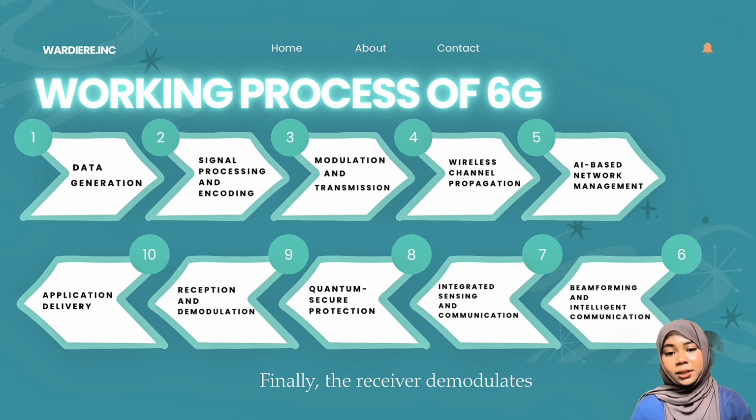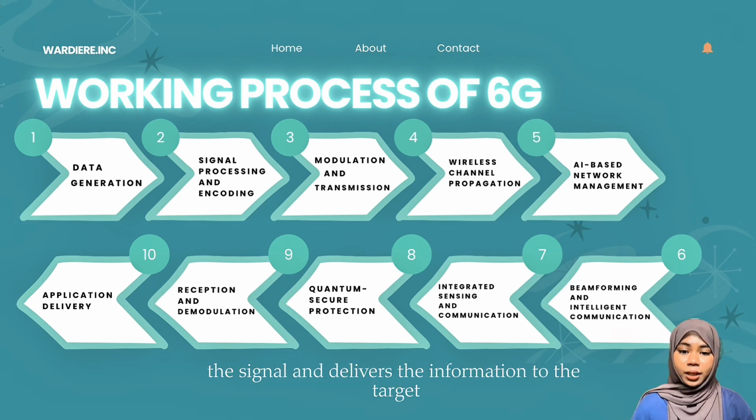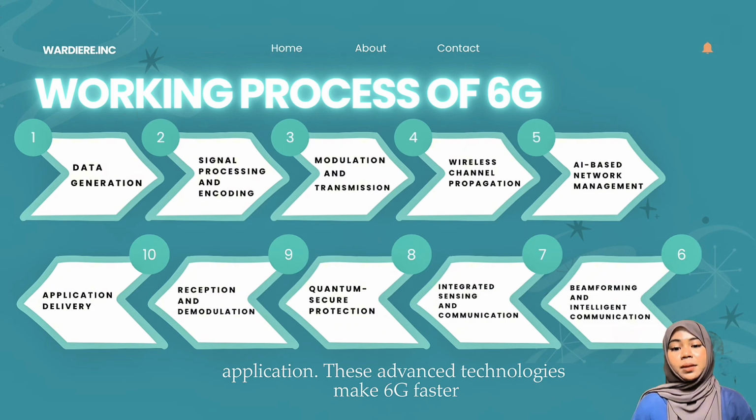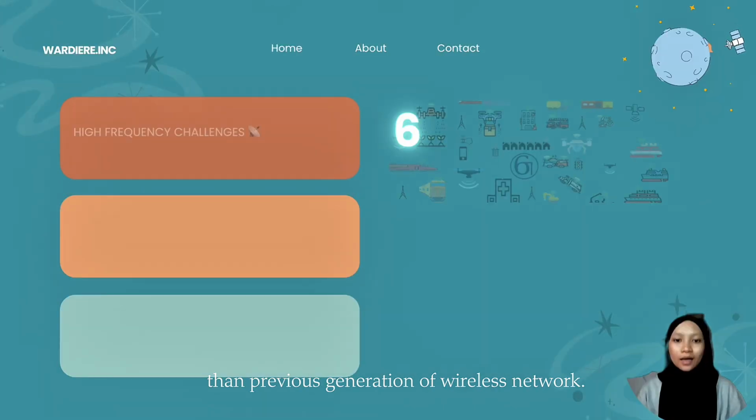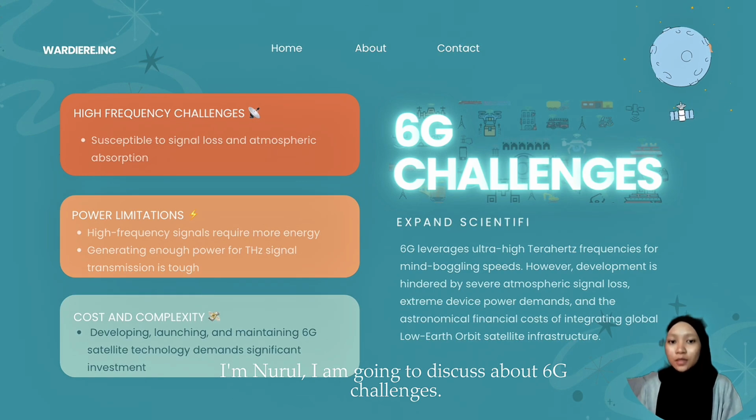Finally, the receiver demodulates the signal and delivers the information to the target application. These advanced technologies make 6G faster, more intelligent, and more secure than previous generations of wireless networks. I'm Nurul. I'm going to discuss 6G challenges.